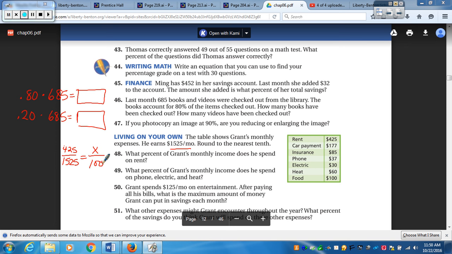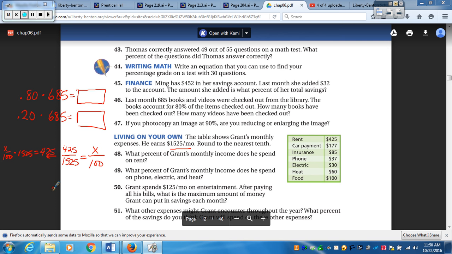Another way you could have done the same one, you could have said what percent of 1,525 is 425. Okay. So that would be another way you could have set up the same type of problem.